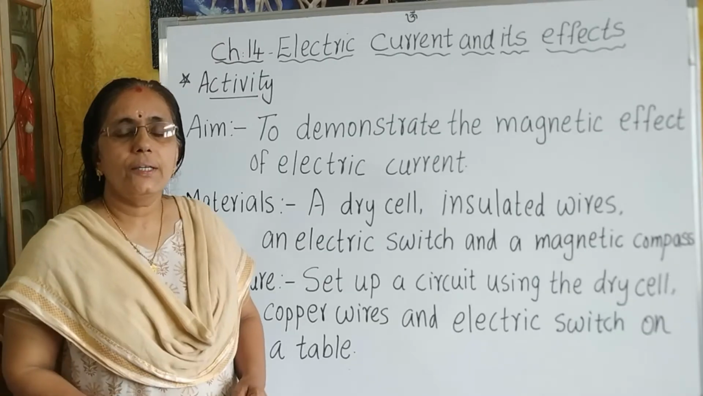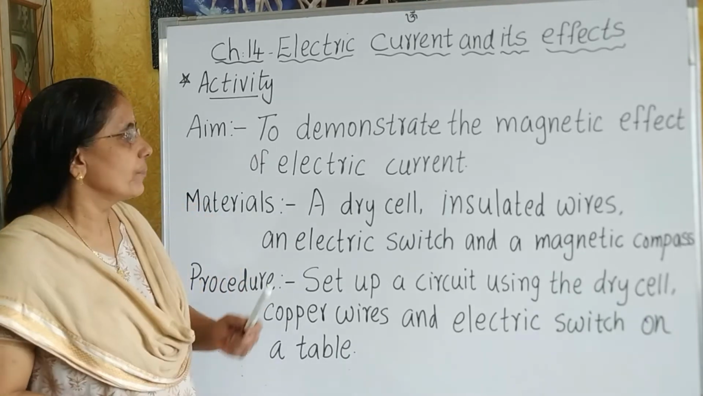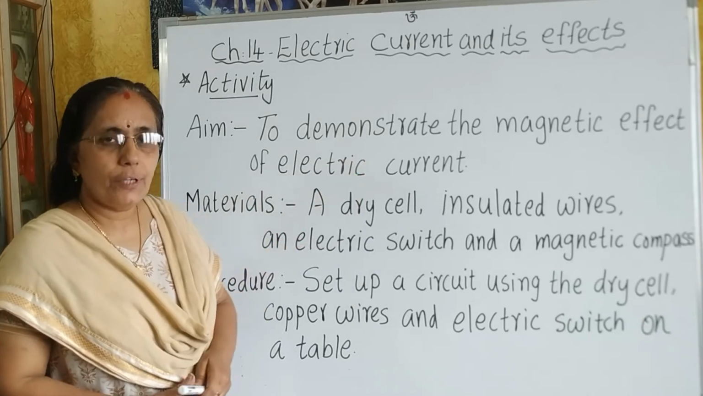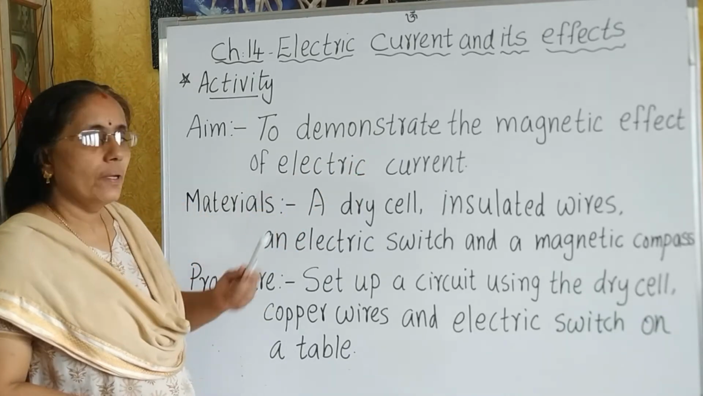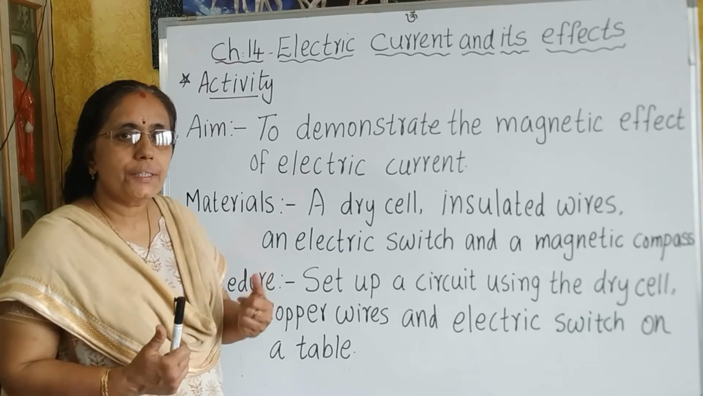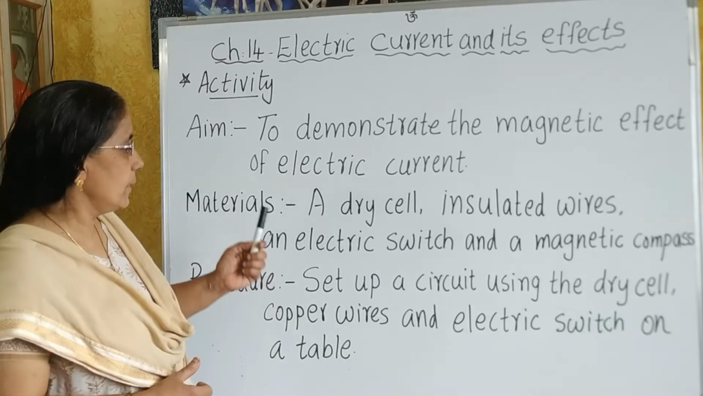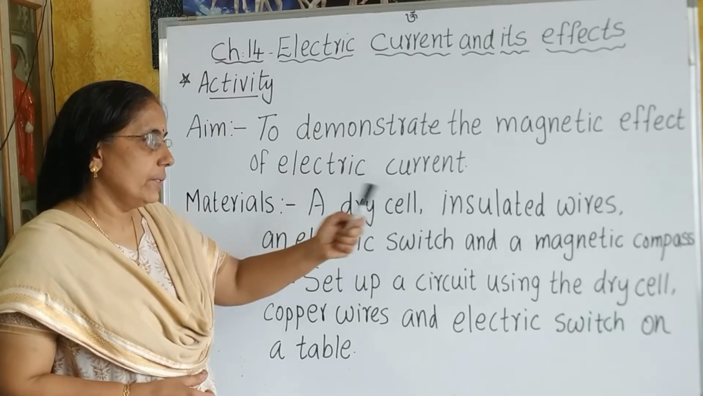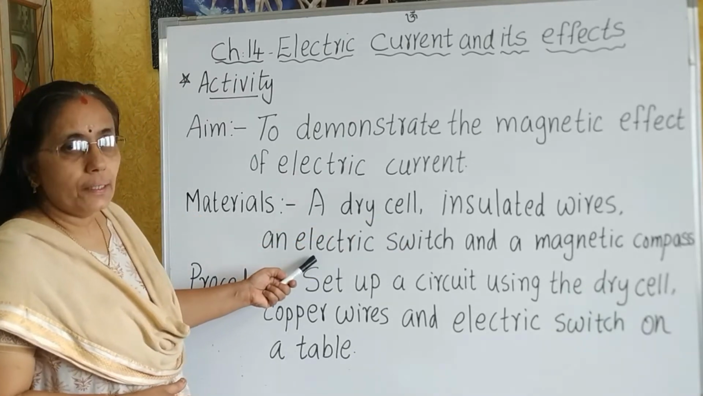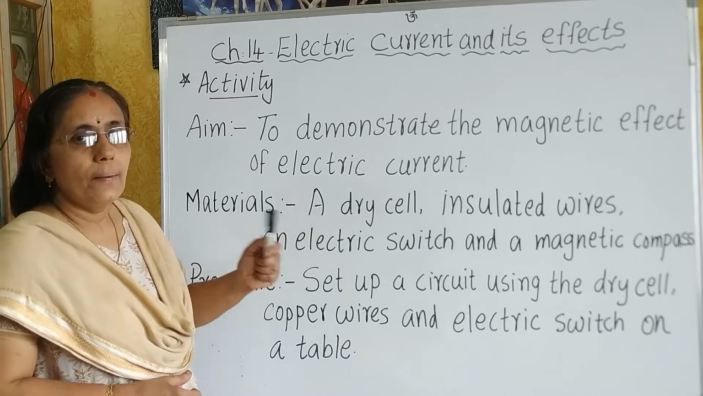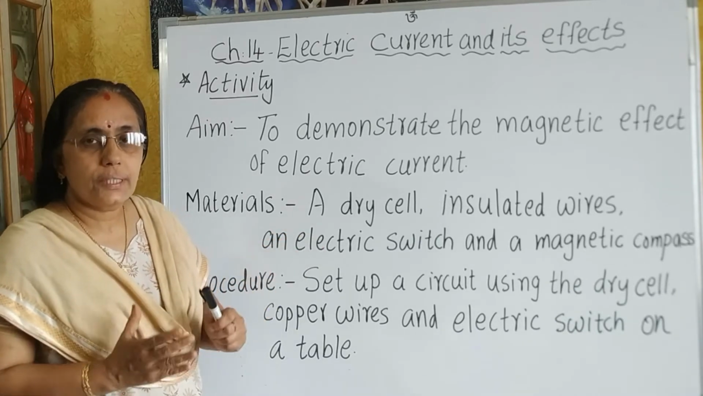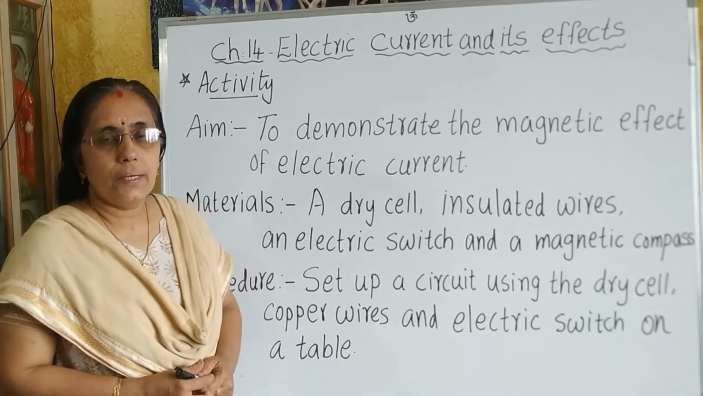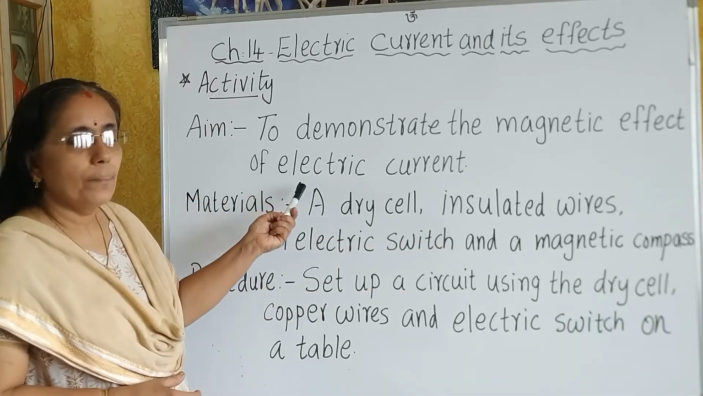So, let us see what is the aim of the activity. The aim is to demonstrate the magnetic effect of electric current. And to do this activity, we need certain materials. Which are they? We need one dry cell, insulated wire, and electric switch. These are the materials that we need to set up a circuit, and a magnetic compass to demonstrate the magnetic effect.